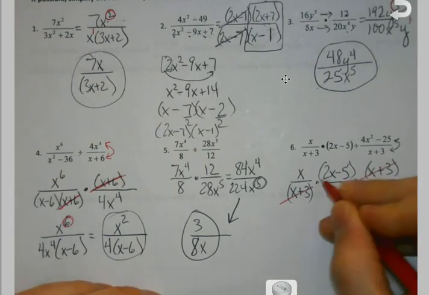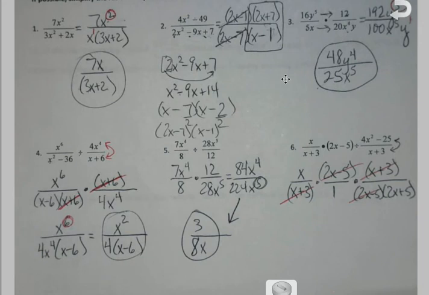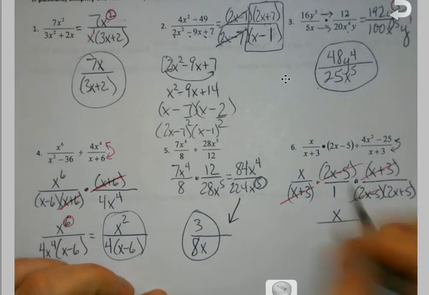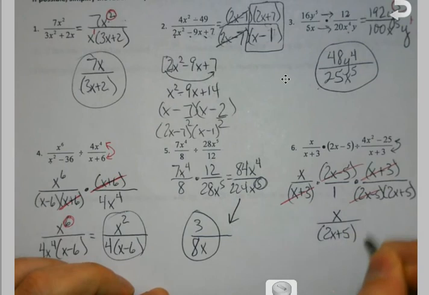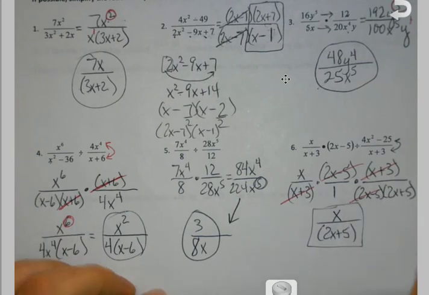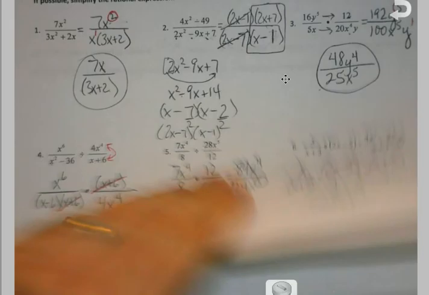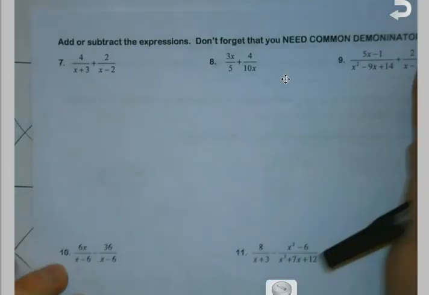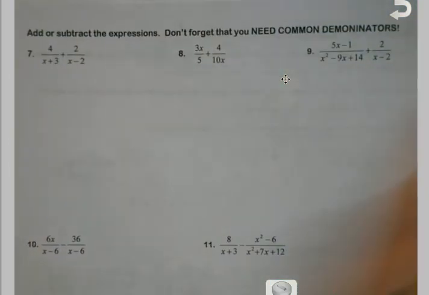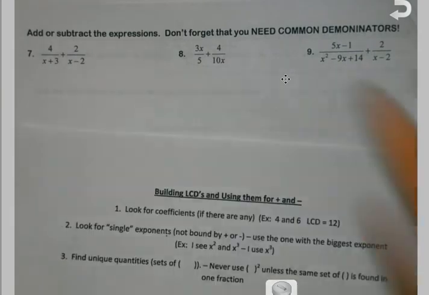Now I'm going to cancel the sets of parentheses that are identical. Only got an x left on top. This guy left on the bottom. That's the best I can do. Okay. But always cancel and just multiply across. But the big key is don't try to make the canceling where you can't. Add or subtract, don't forget you need a common denominator.